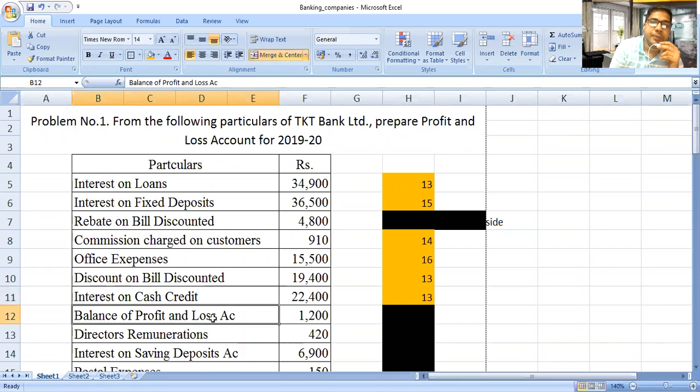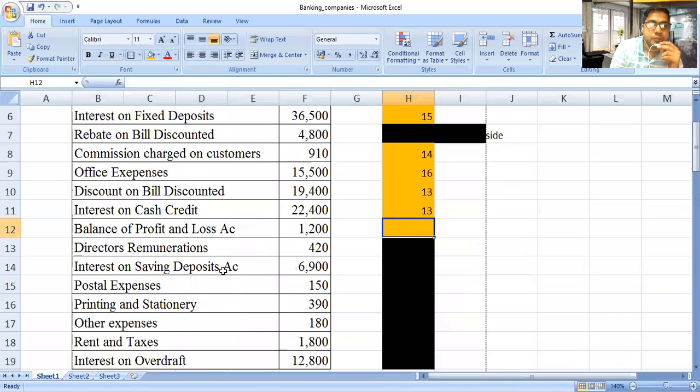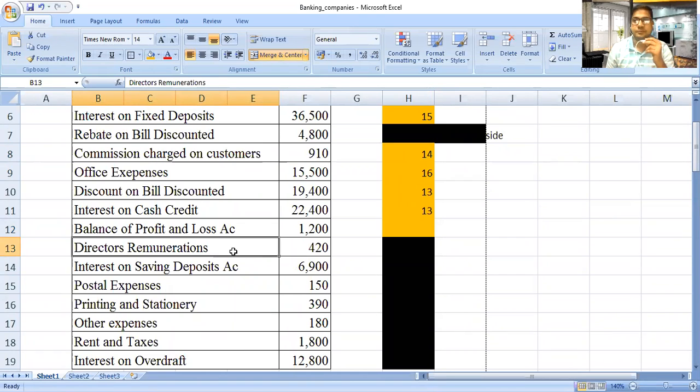Balance of profit and loss. It will be considered in our profit and loss: the last previous year balance that we have to keep. Then next, directors remuneration. It is the expense of the bank, and directors remuneration will come under operating expenses.